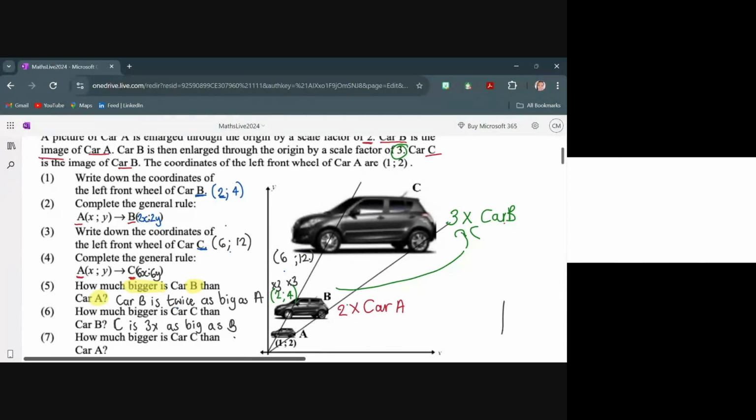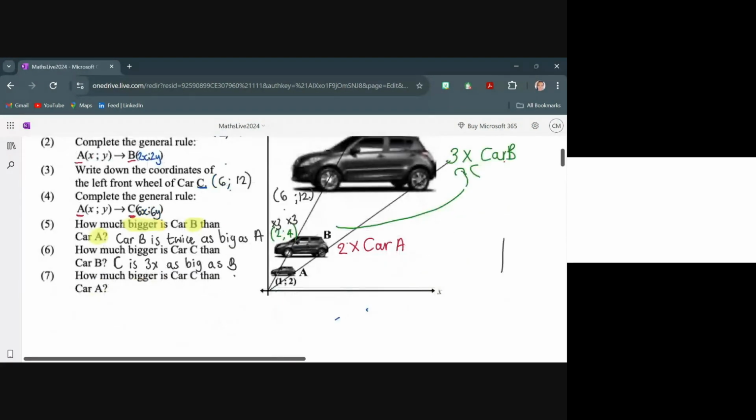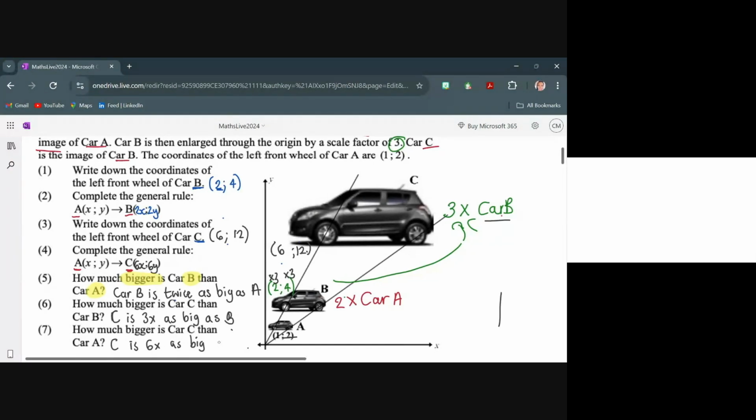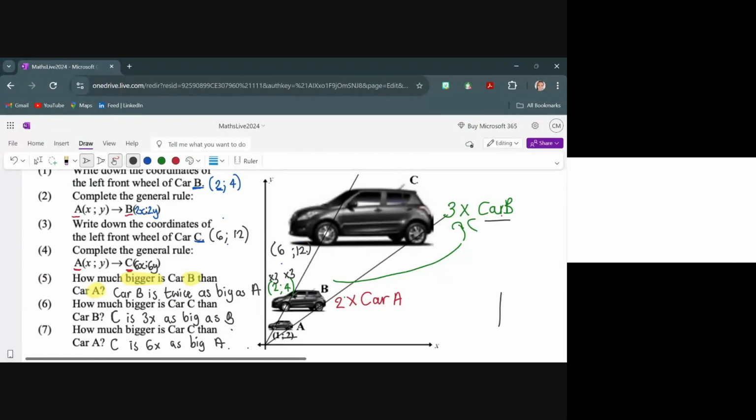And then they ask us, how much bigger is car C than car A? So we're comparing big car to small car. That's it. So we know that C is 6 times as big as car A. Okay. I just want to make sure everybody's okay with what ma'am has just done. Are we all good? Thumbs up. Amazing. Awesome stuff.